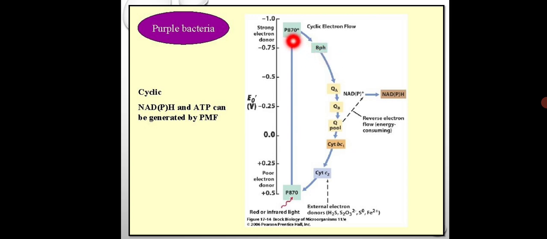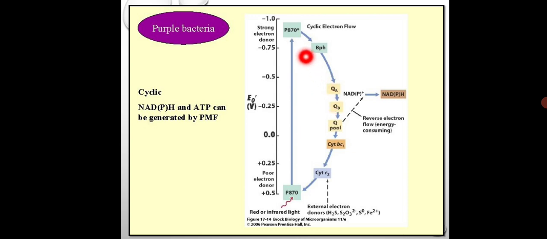From this P870, the electron gets transferred to bacteriopheophytin. From bacteriopheophytin, it gets transferred to bacteriochlorophyll. And in this system, some are embedded carriers and some are mobile carriers. So cytochrome C2 and cytochrome BC1 are the embedded ones. And quinone molecules are the mobile carriers, means they can transport the electrons.